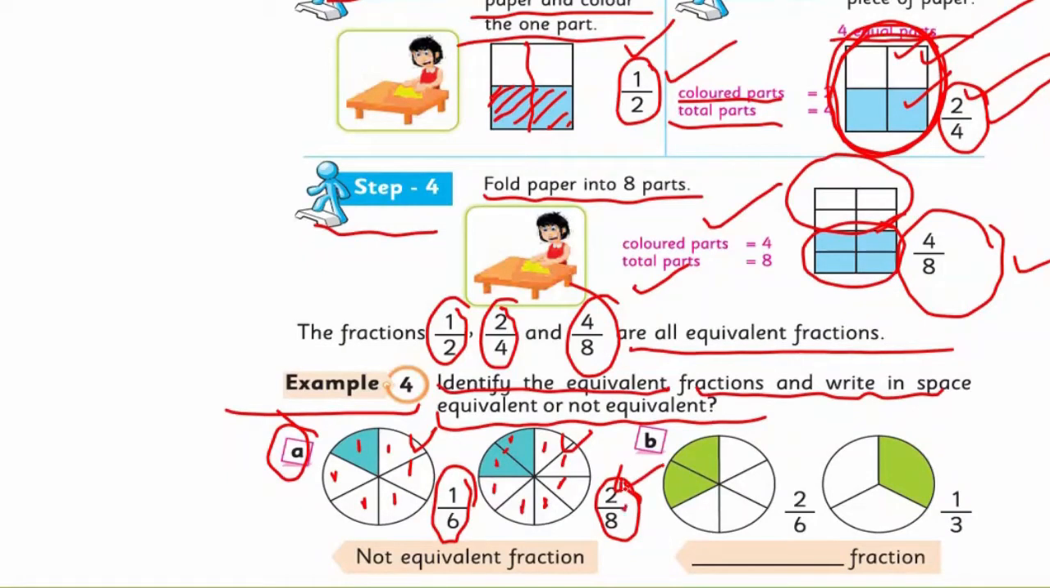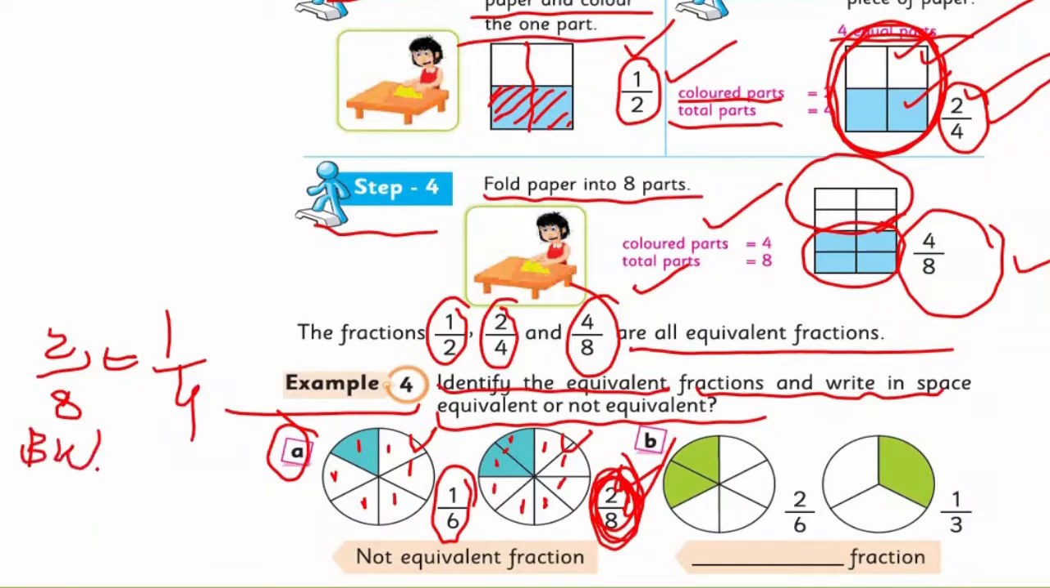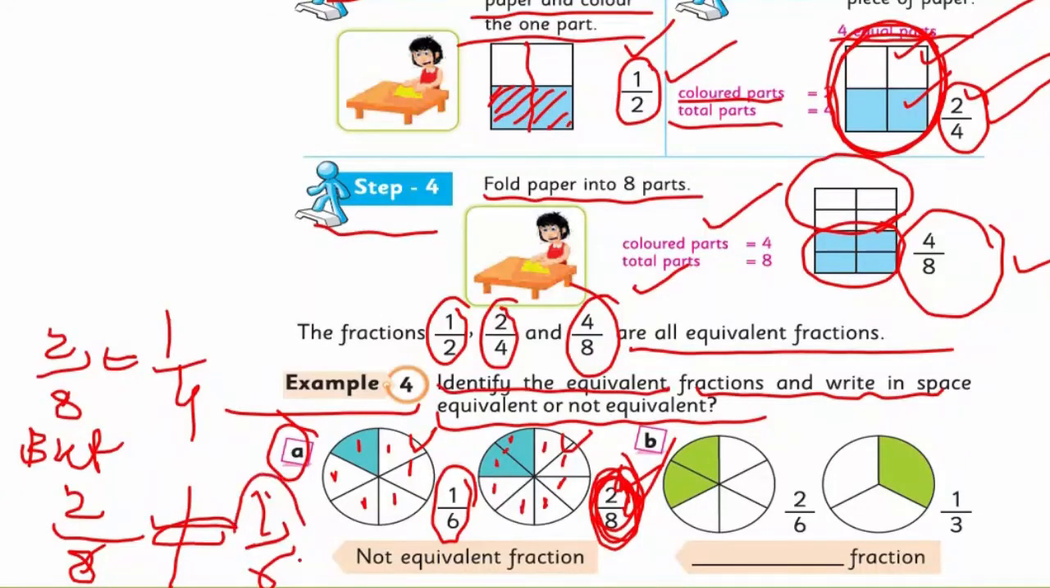We can, from this fraction, find 2 common from numerator and denominator. So this is equal to 2 by 8, which is equal to 1 by 4. But this is not equal to 1 by 6. When we multiply 1 by 2, we get 2, and when we multiply 6 by 2, we get 12. So this is 2 over 12, but this is 2 over 8. So both fractions are not equivalent fractions.